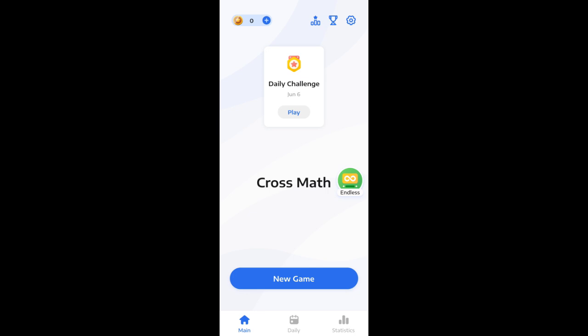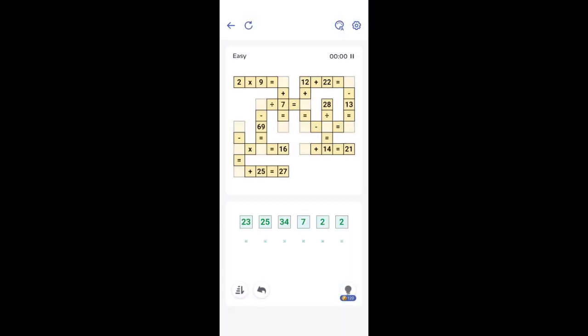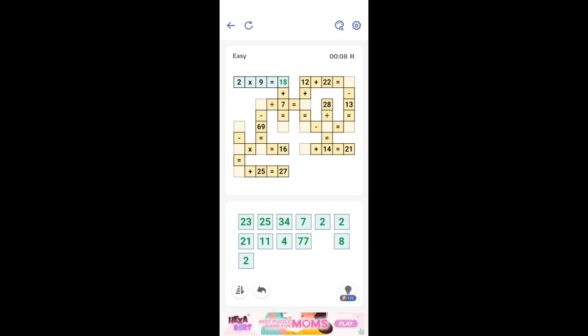Hope you're good on math. You're going to need it to play this new game. We'll play an easy one to start off with here. Go up there, 9 times 2 times 9 is 18, see there? See what you're doing? 12 plus 22 is 34. Some of them are add, some are subtract, some are divide, some are multiply. Some of them you have two boxes you have to come up with.